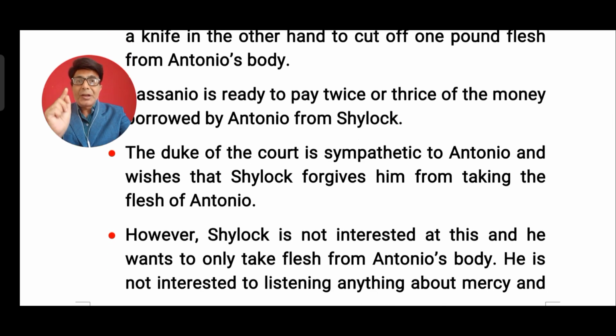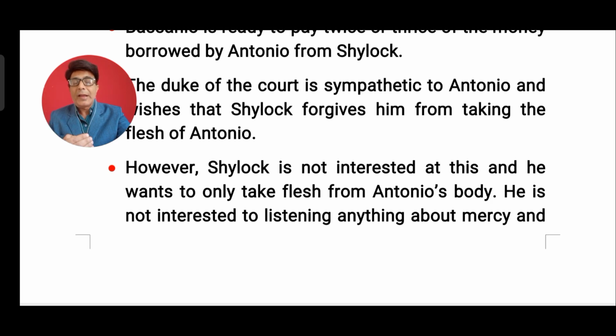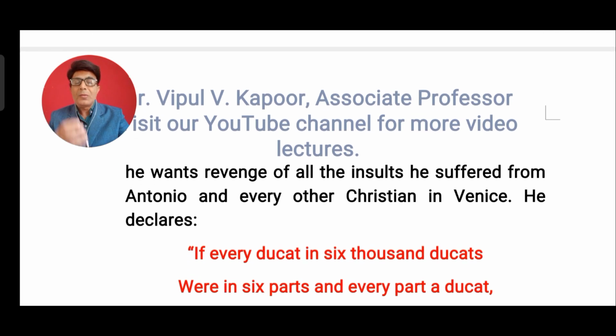Not only this, the Duke of the court, the judge of the court, is also sympathetic to Antonio, and he also requests Shylock to forgive him for taking the flesh of Antonio. But Shylock again is not interested in all these requests, and he wants only 1 pound of flesh from Antonio's body. So this is what happens. He wants to take revenge for all the insults which he had suffered from Antonio all through his life.